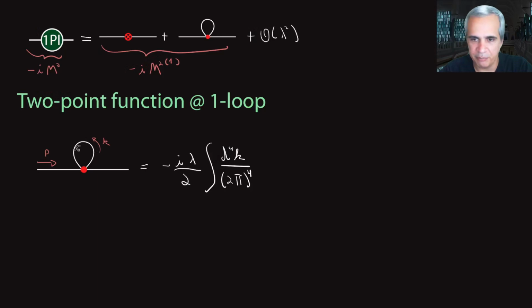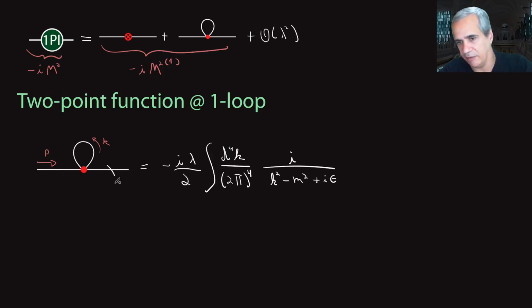And of course there's the propagator in here, which is given by i over k square minus m square plus i epsilon. Remember that in these 1PI contributions, I'm not including these propagators. They are never included in the 1PI contribution, just these things that are intrinsically 1PI here. So this is what I need to calculate.